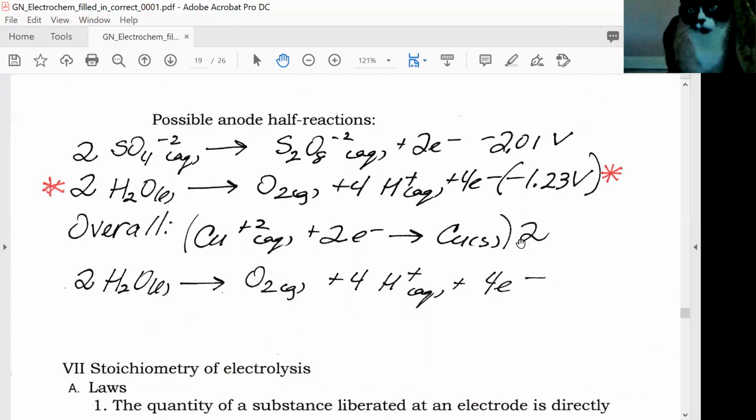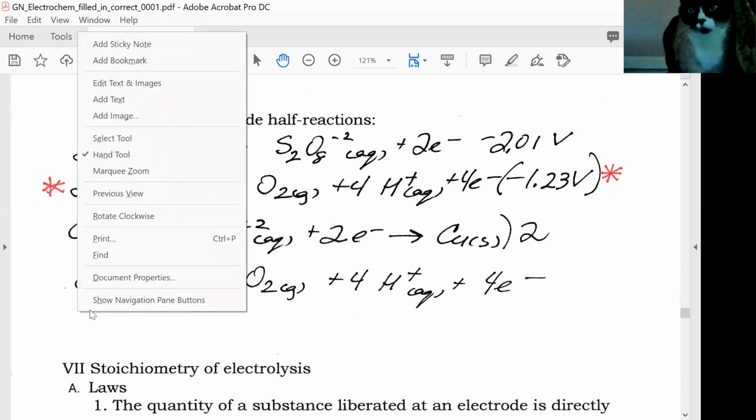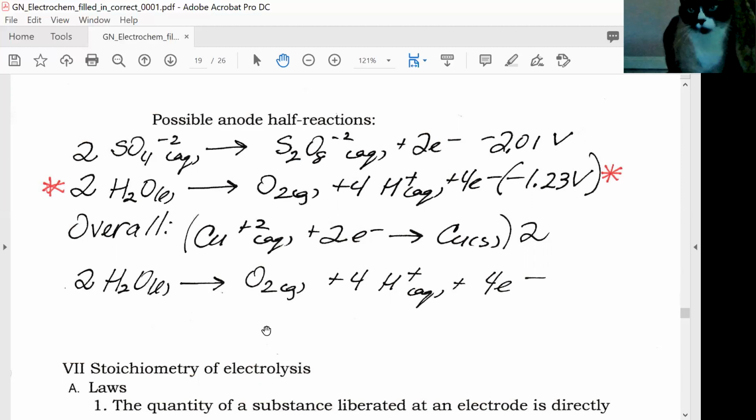We need to make the electrons the same, which is why we multiply this by 2. And then we get our overall reaction, that this is the half reaction for the copper, and this is the half reaction for the water. So there's our overall.